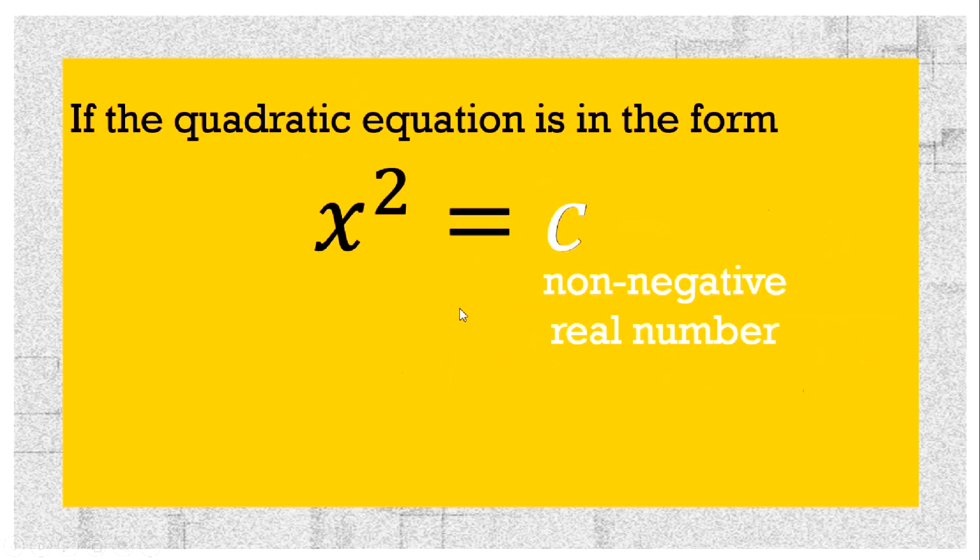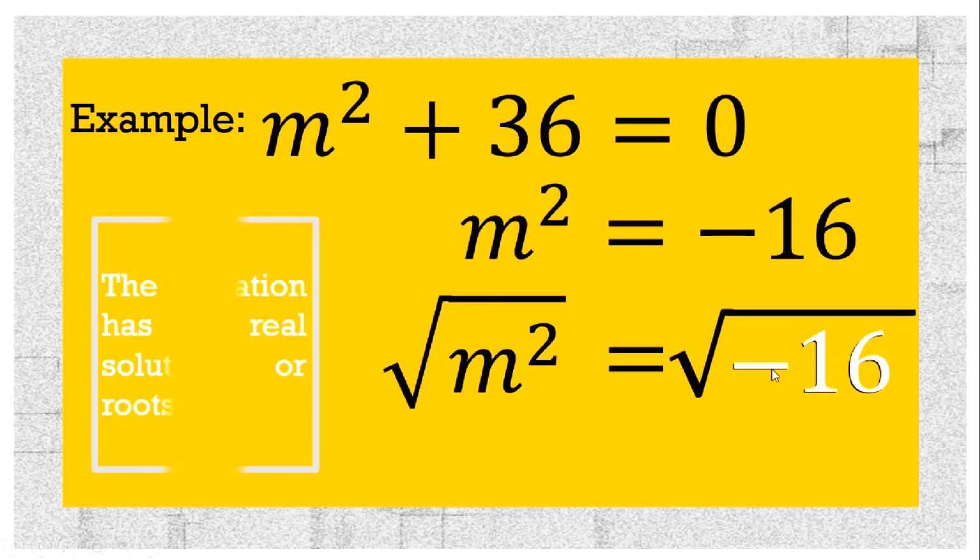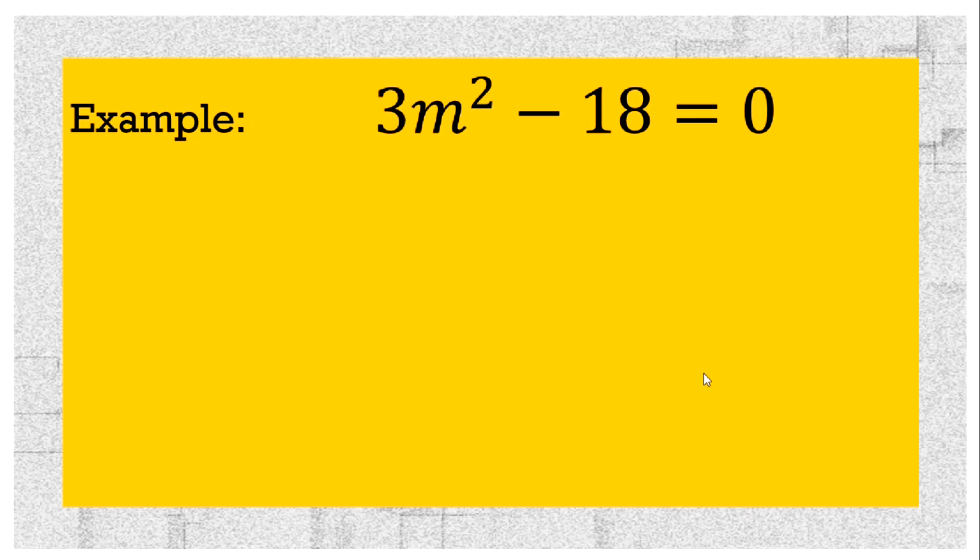But remember, as I said earlier, c should be a non-negative real number. But it is obvious that negative 16 is a negative number, meaning the equation has no real solutions or roots. Take note of that. Next example, we have 3m squared minus 18 equals 0.